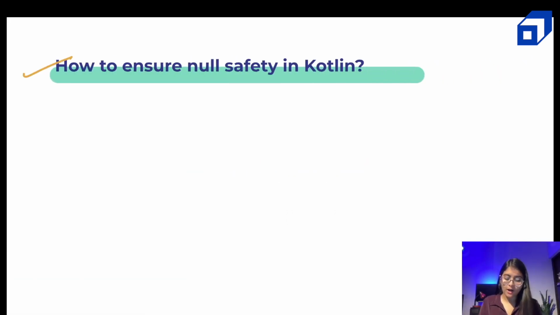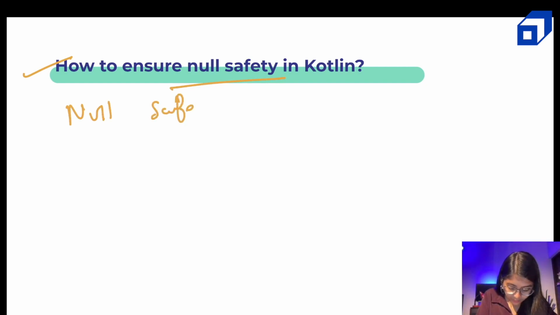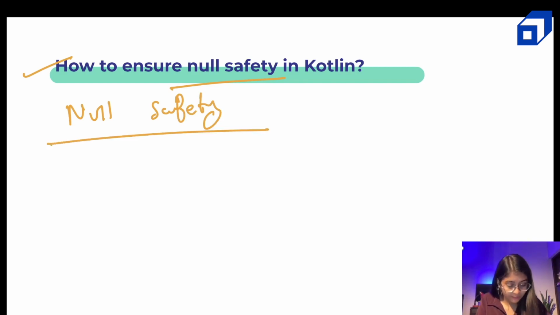So how do we ensure null safety in Kotlin? Another very interesting concept. This is one of the biggest advantages, one of the biggest features of Kotlin. One of the major advantages of using Kotlin is null safety. In Java, if you access some null variable, you will get a null pointer exception. Your application, your project will crash, right?